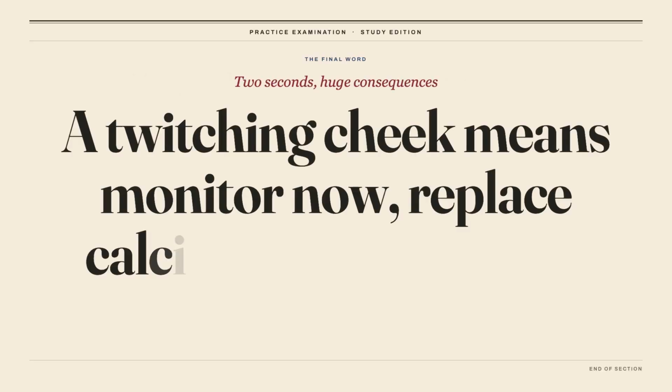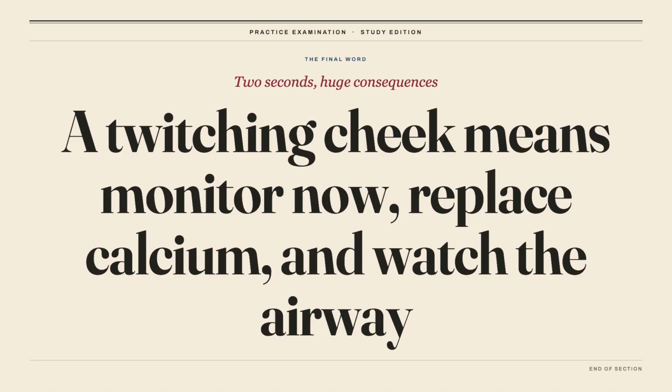A facial twitch on exam should immediately trigger cardiac monitoring, provider notification, and seizure precautions, with IV calcium gluconate ready to go. Charting the finding without escalating it is the error that costs patients.